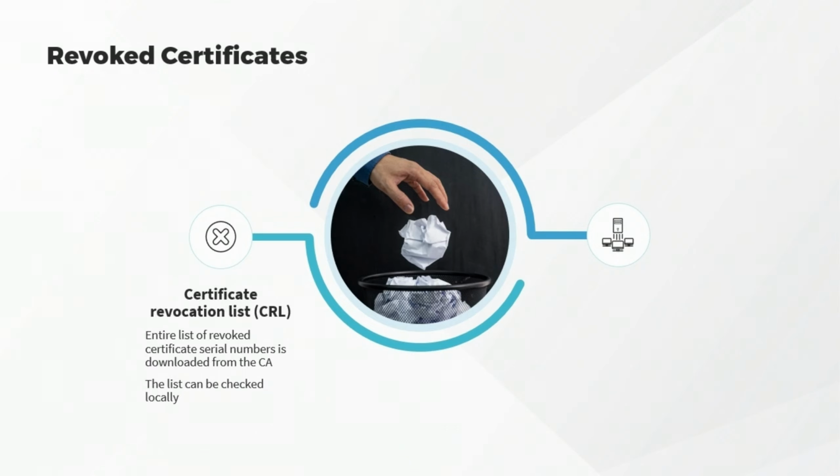Another variation of this is the Online Certificate Status Protocol, or OCSP. The difference here is that for an individual certificate in question, its validity is checked when it's being used.